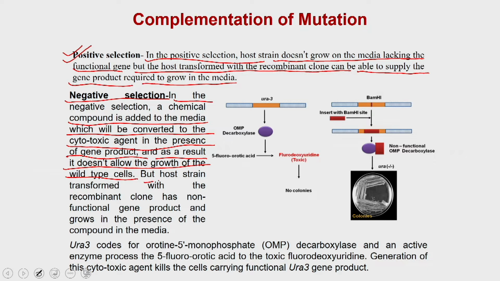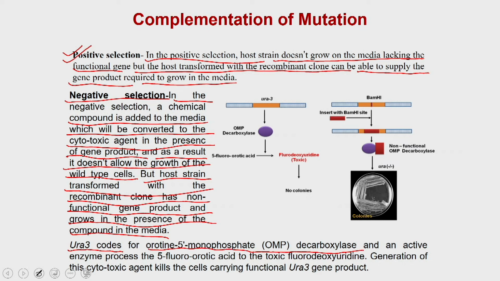But if the host strain is transformed with a recombinant clone that has a non-functional gene product, it can grow in the presence of the compound in the media. So, if you supply the host strain transformed with a recombinant clone which disrupts this particular gene product, then even in the presence of that chemical, the transformed host cell is going to grow. One example is the URA3 gene, which codes for orotidine 5-monophosphate decarboxylase.